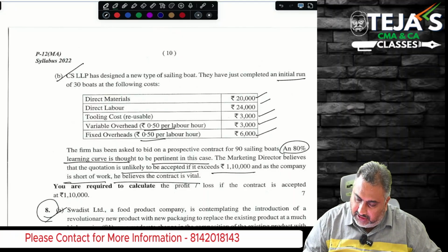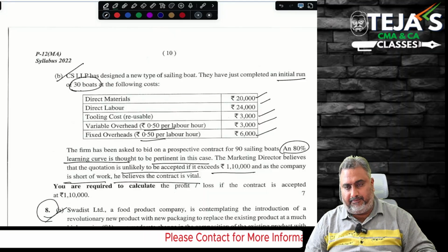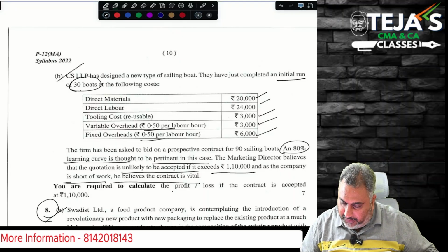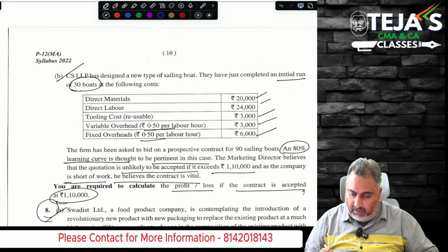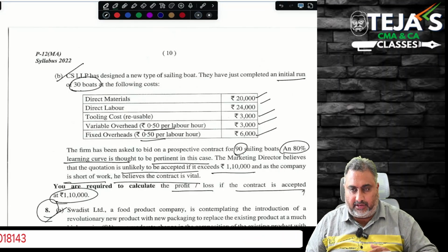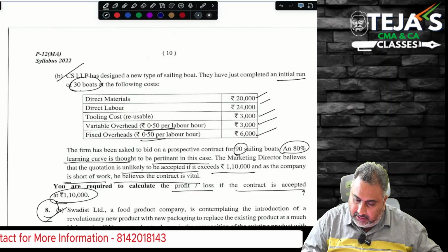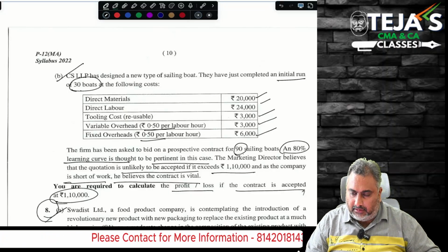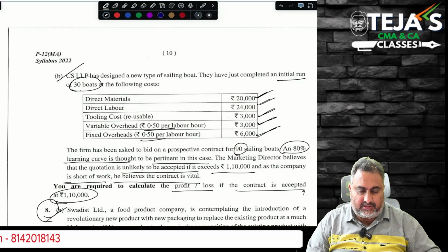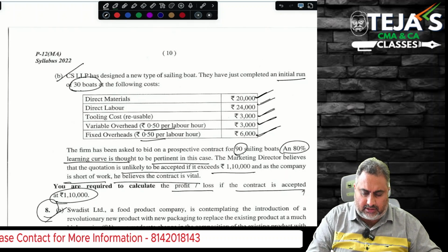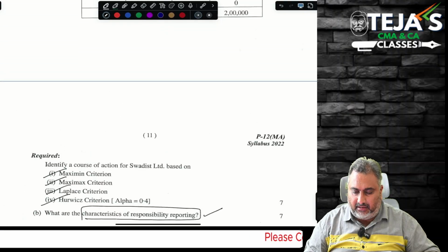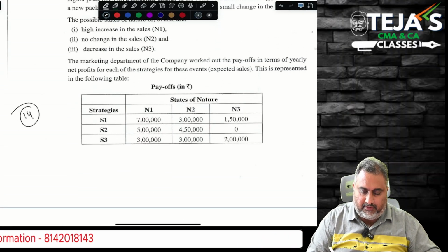So as of now the initial run was 30 boards. Now you need to work under the learning curve. You are required to calculate profit or loss if the contract is accepted for 1,10,000. For how many boards? 90 boards. You need to calculate the labor cost. This is for 30 boards, then based on that, per board how much you are able to find out, based on that we can calculate. This is also a somewhat manageable question. But 8A and 8B are very easy questions. You can get 14 there very comfortably.